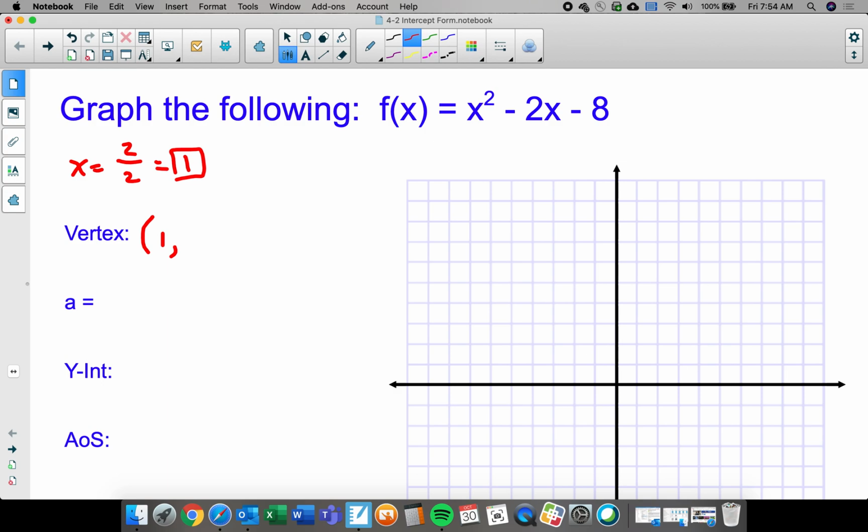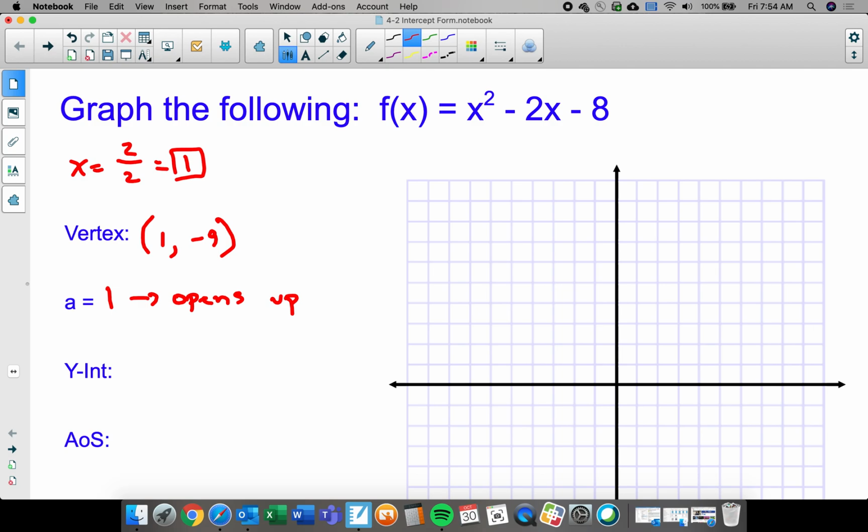I then am going to plug that back into the original equation to find the corresponding y-coordinate that goes with it. If I plug that in, 1 squared minus 2 times 1 minus 8, we end up with negative 9 as the corresponding y-coordinate. Okay, so there's the vertex. The a value is sitting right in front of the x squared. There's a positive 1 sitting there, which, remember, tells you that this is going to open up. So I know my parabola is opening up from that value.